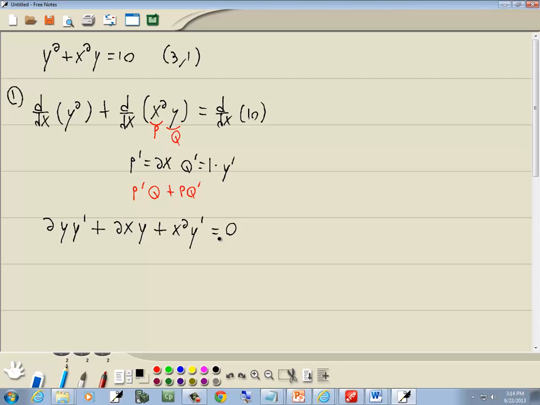Now we want to solve for y prime, so we'll go through our 5 steps. First step, get rid of parentheses, don't have any. Second step, get rid of fractions, don't have any. Third step is to get everything with y prime on one side, everything else on the other. So I'm going to take this 2xy and take it over to the right side. So we get 2y y prime plus x squared y prime is equal to negative 2xy.